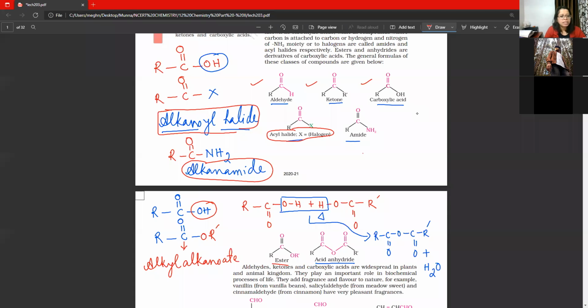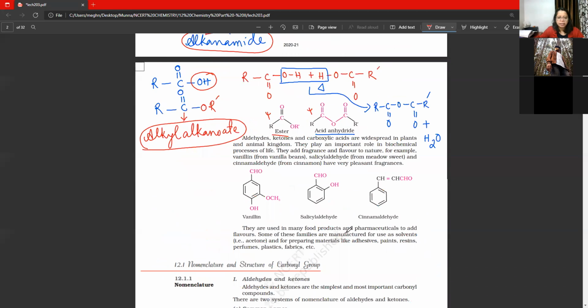When carboxylic acid reacts with alcohol, this was already done, then we get ester. The IUPAC name is alkyl alkanoate. And on dehydration of carboxylic acid, maybe the same molecule or different molecules, we get acid anhydride. So these three families, the ones I'm putting a cross against, we basically get from carboxylic acid, right? So the IUPAC names and all those things are clear, everyone?